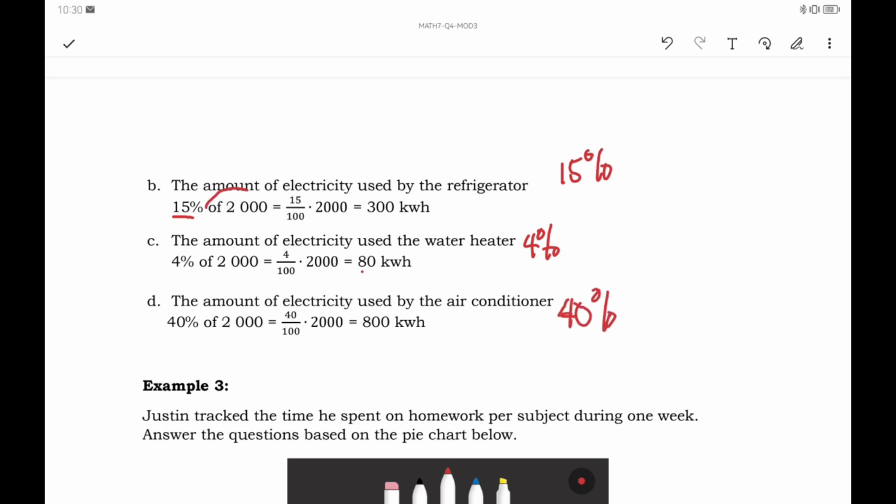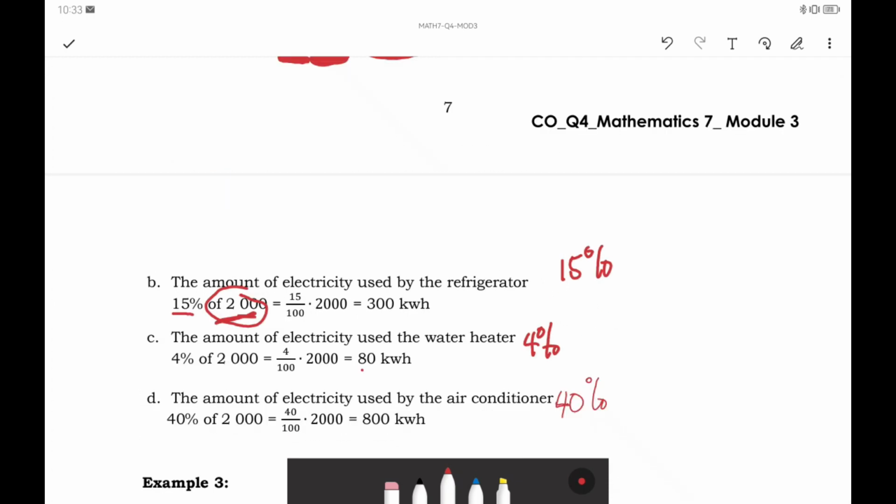So 15% of 2,000. Again, of 2,000, because the kilowatt hours used in a month is 2,000. So 15 divided by 100 times 2,000 is 300 kilowatts. The amount of electricity used by the refrigerator: 15 divided by 100. This is 0. 0 times 100 is 0. So this is 15. Add a decimal, bring down 0. 150 divided by 100 is 1.